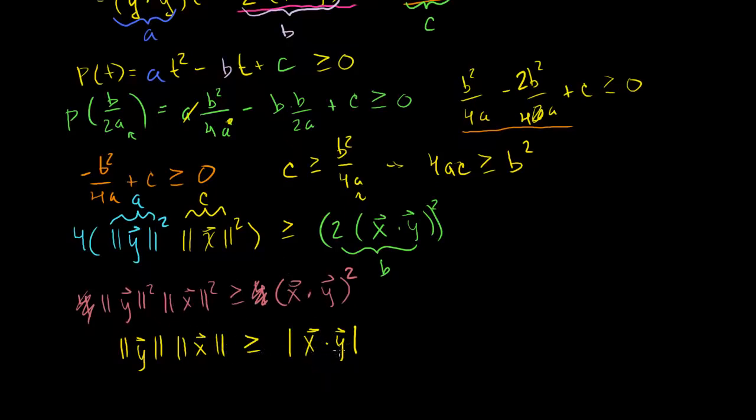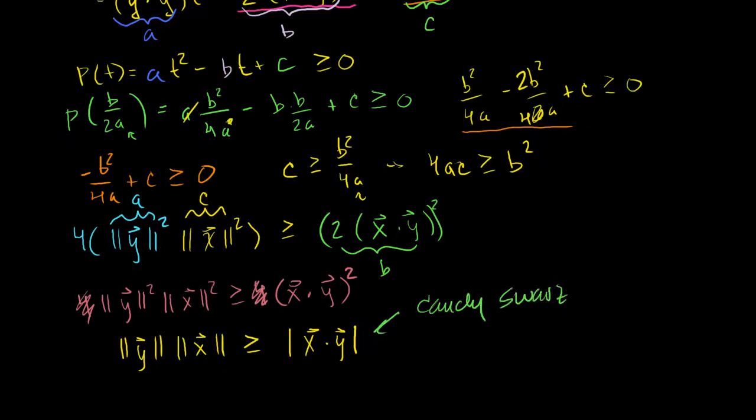The absolute value of the dot product of our vectors is less than or equal to the product of the two vectors' lengths. So we got our Cauchy Schwarz inequality.